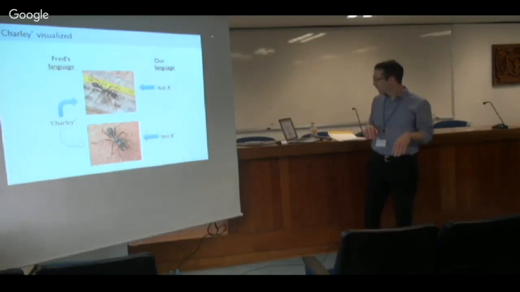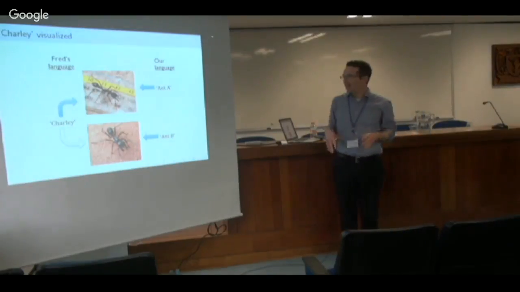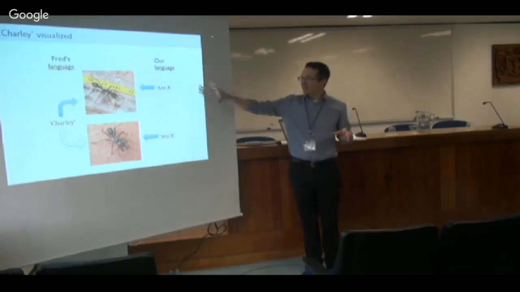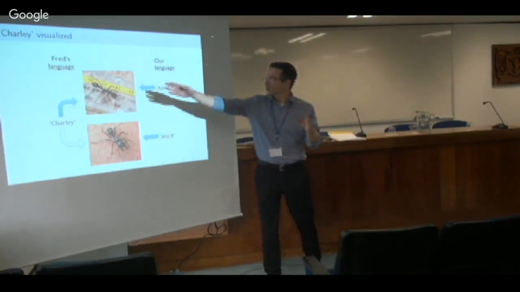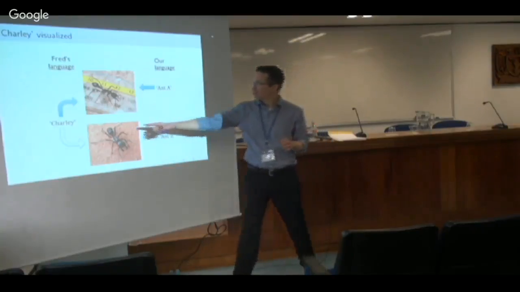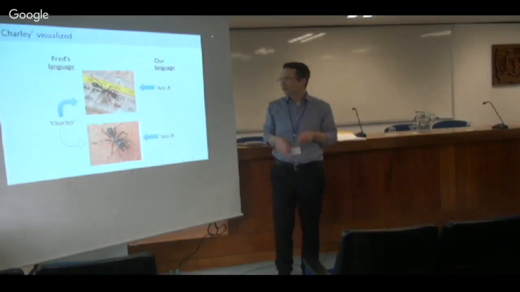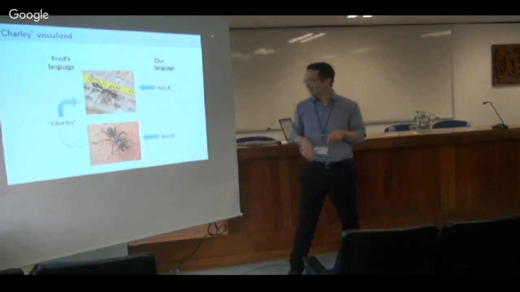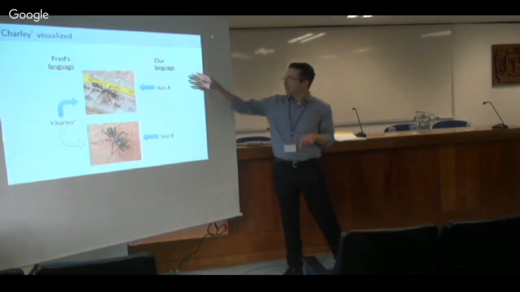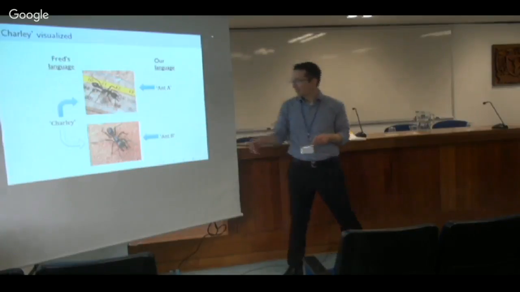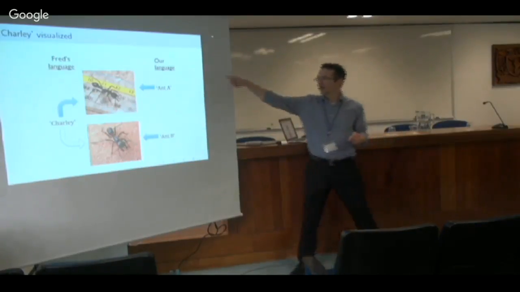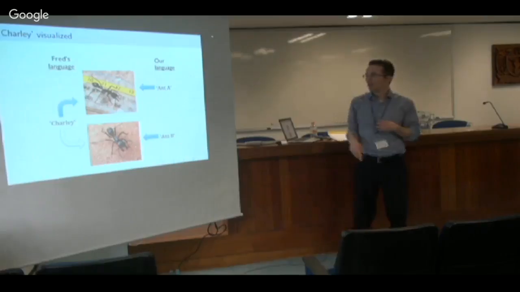So if you're a visual thinker, here's my chart of how to understand what's going on in the Charlie case. There's Fred's language, there's our language. Fred has one name, Charlie, and that name refers to Aunt A and Aunt B. In our language, we have a name Aunt A, we have a name Aunt B, and those refer univocally. So our language obeys the principle of univocality, Fred's does not.